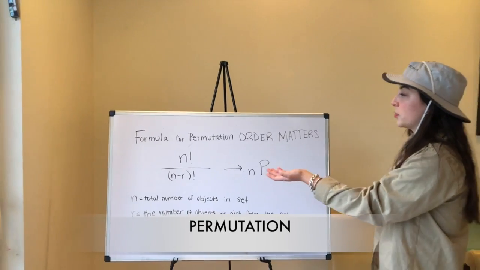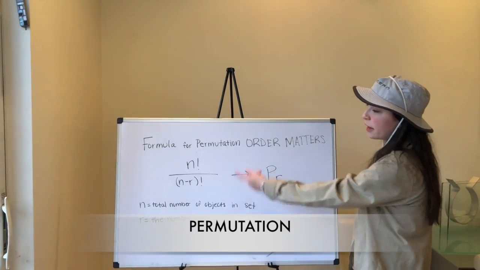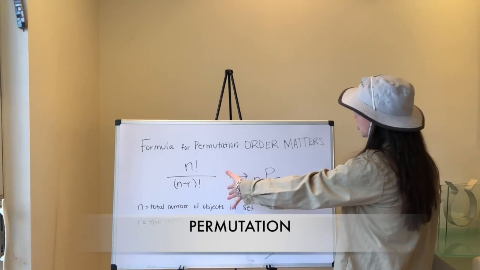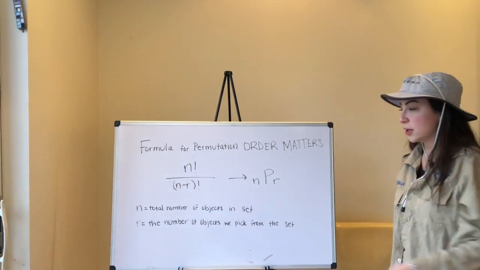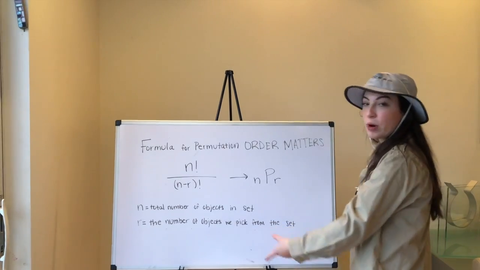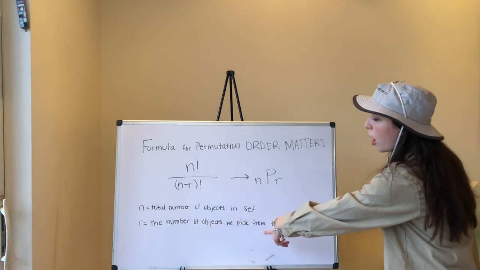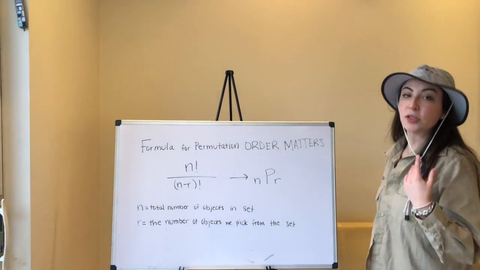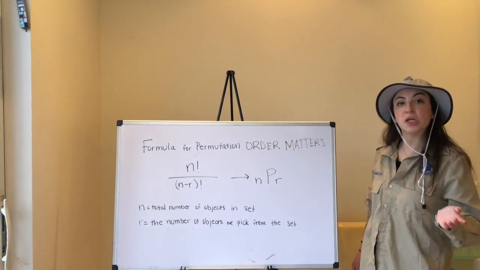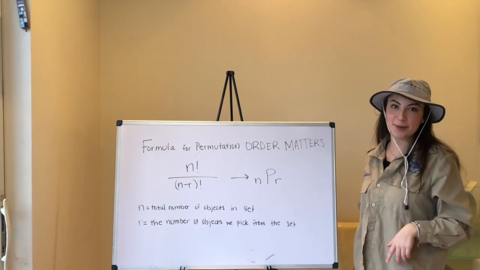This is the formula for permutation. Here, order does matter. It is represented by the equation n factorial over n minus r factorial. It can also be represented by nPr, which stands for permutation. n represents the total number of objects in the set. r is the number of objects we pick from the set. There are two types of permutation: permutation with repetition and permutation without repetition. Let's see an example.